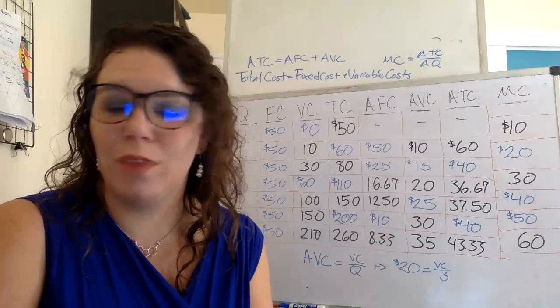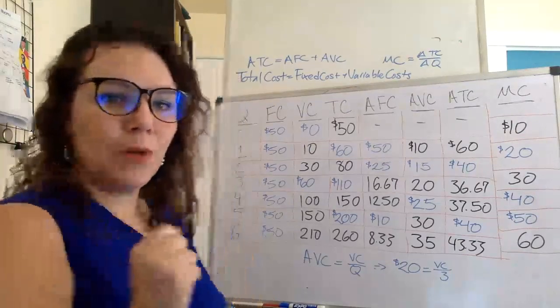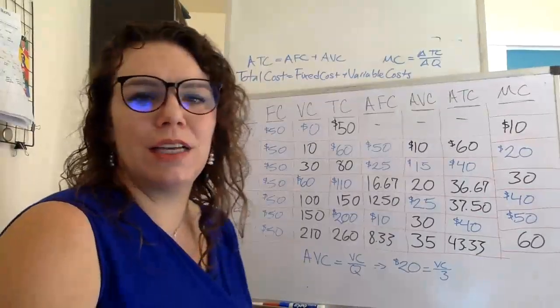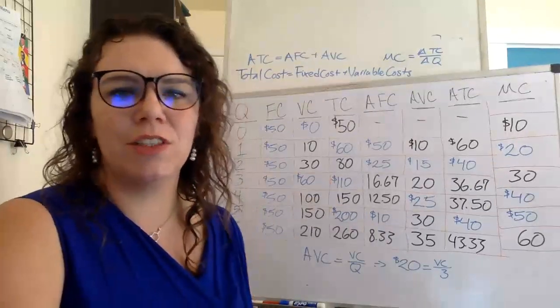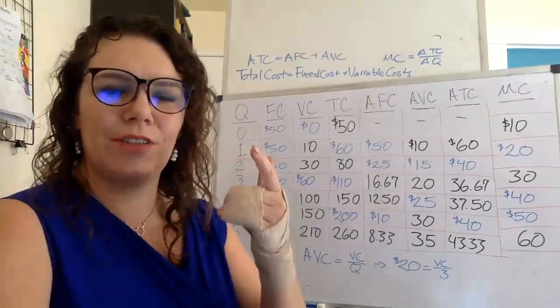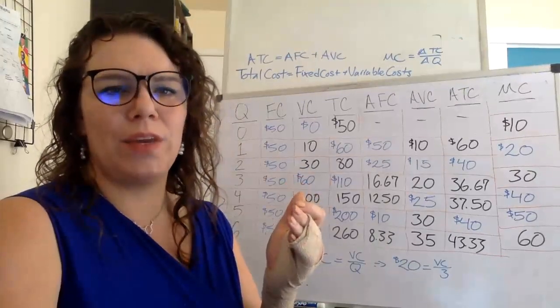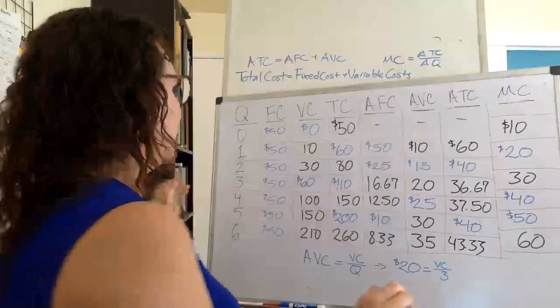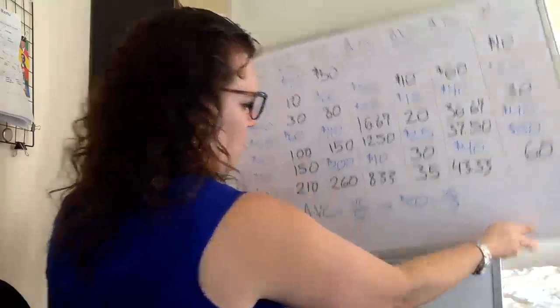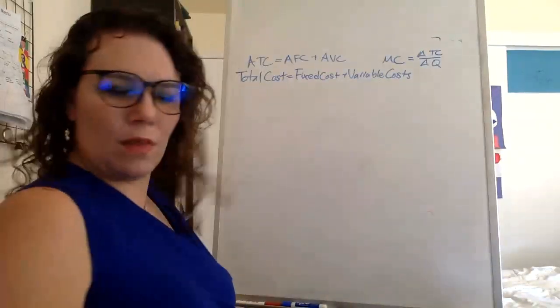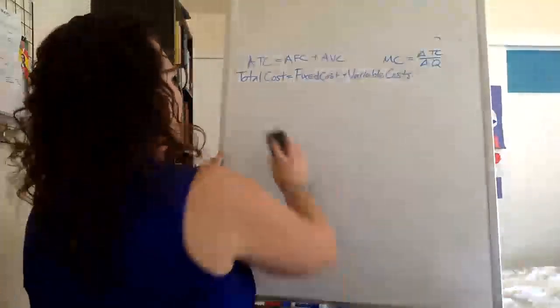Okay? Cool. The next part we're going to do is, now that you've calculated the cost curves, graph average fixed cost, average variable cost, average total cost, and marginal cost, and see if they behave the way we expect. So let's do that. I'm going to go ahead and take this down. And graph.